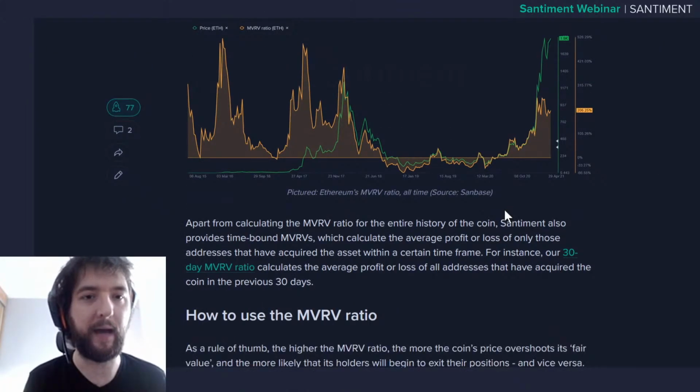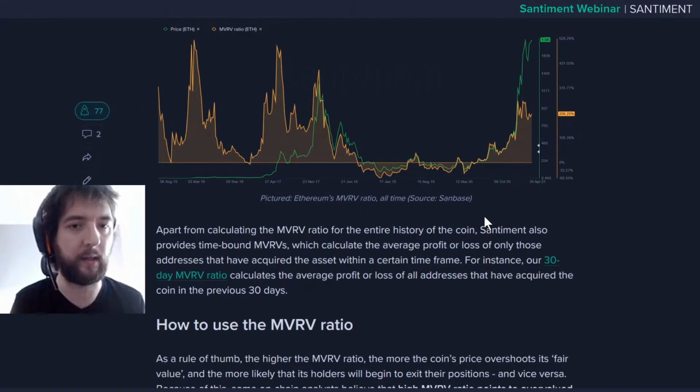So outside of the general MVRV, which is calculated for all coins on the blockchain since the start of the network, at Santiment, we also have these time-bound MVRVs, which I honestly think probably hold more alpha when it comes to figuring out short-term cycles and short-term price action. So what do I mean by time-bound MVRV ratio?